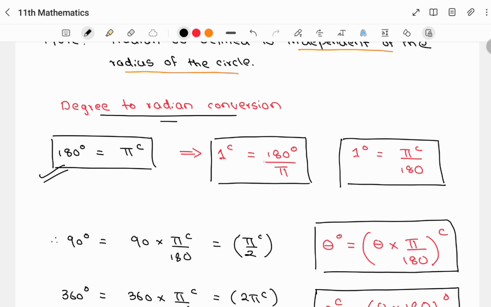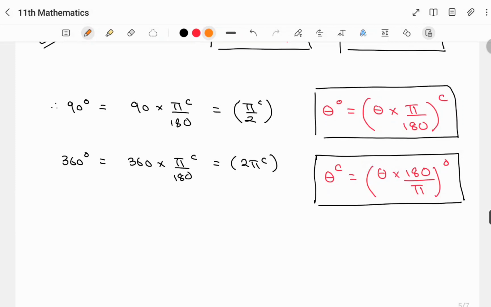So how much is 1 radian? 1 radian is equal to 180 degree by pi, and 1 degree becomes pi by 180 radians. So from that, here are some angles for which I have calculated the degree and the radian conversion. So for 90 degree angle, the radian measurement that we get is pi by 2 radians, and for 360 degree it is 360 into pi by 180, which is 2 pi radians.